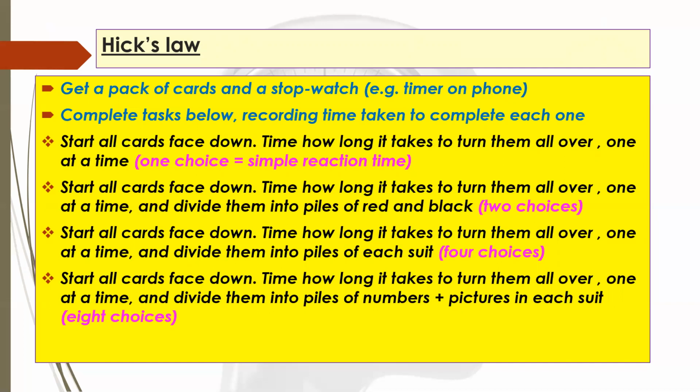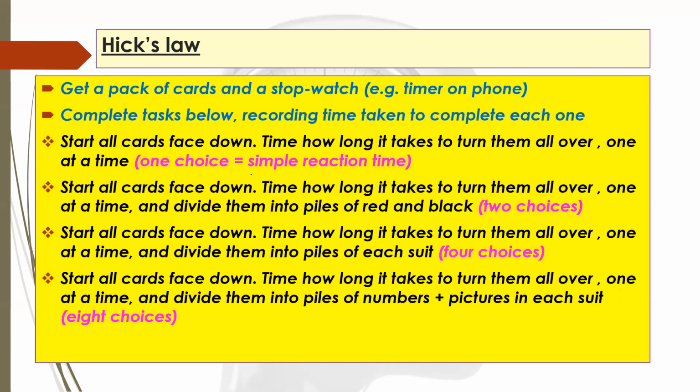each time you start with the cards face down, all of them. So get them all out, spread them all out over the table, face down. First task, time how long it takes to turn them all over one at a time until all 52 cards are turned over. Each time, that's just one choice. Pick up a card, turn it over, pick up a card, turn it over. That's a simple reaction time. So as we said before, those are the quickest ones. So it's likely that that's going to be reasonably quick.